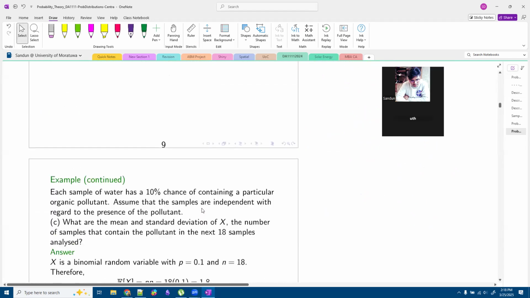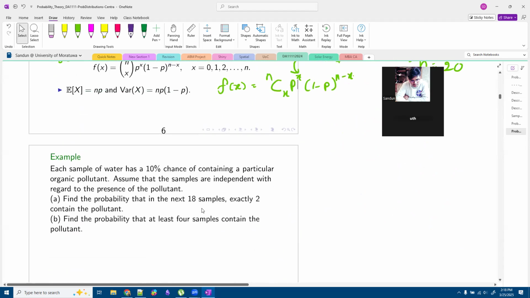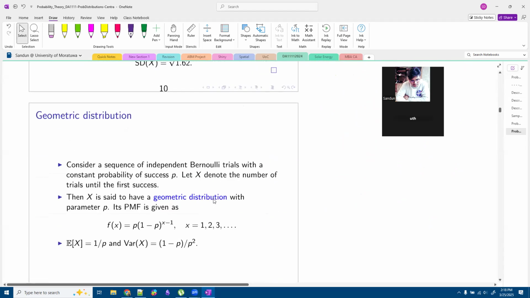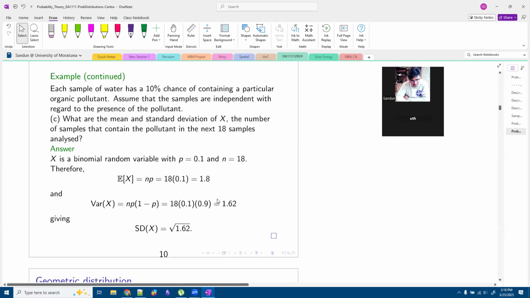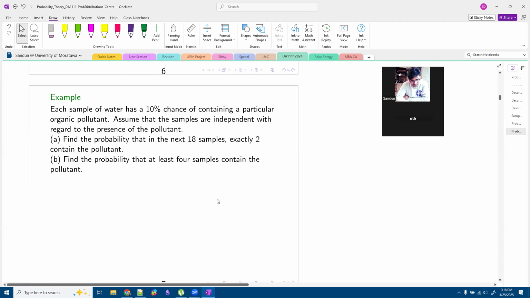So with that, we'll do this example and finish the lecture today. We will do the lecture tomorrow from here onwards, from the geometric distribution onwards, for the Poisson. But let's look at a simple example from the binomial distribution.